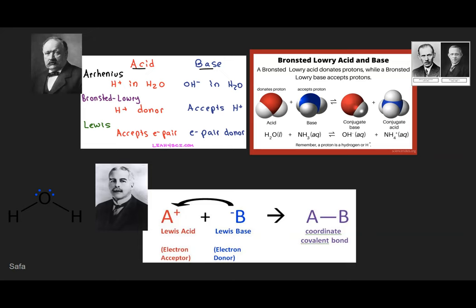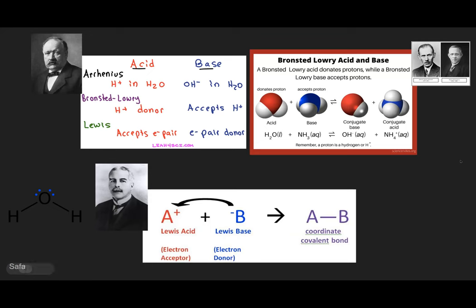Now for Bronsted-Lowry acid and base: a Bronsted-Lowry acid donates protons while a Bronsted-Lowry base accepts protons. In this picture you can see acid plus base gives us the products, conjugate base and conjugate acid, and then you can see the elements below. When we move below, we can see a picture of Lewis. For his acid-base theory, Lewis acid plus Lewis base gives us the product A-B, which is a coordinate covalent bond. On the left-hand side, you can see an example of a Lewis structure.